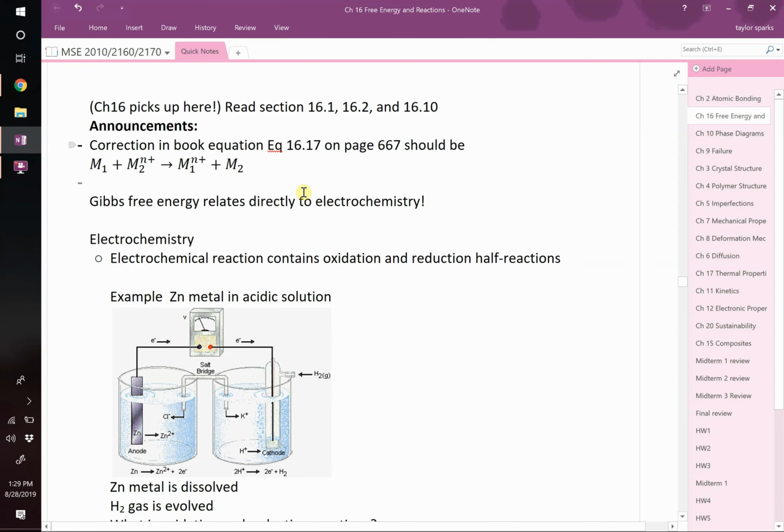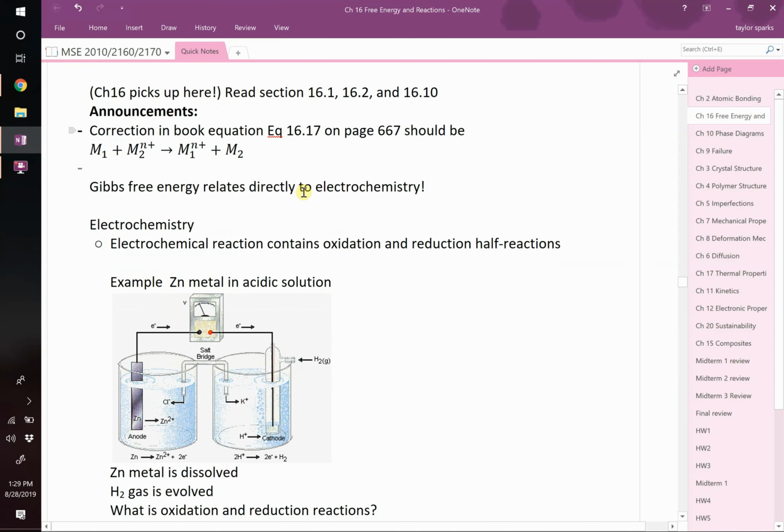Okay? All right, I started out this class saying that Gibbs free energy is related to electrochemistry. We've got a sweet demo for that. So Danny's going to start working on this while I explain it. So what we've got here is pennies. What are pennies made out of?